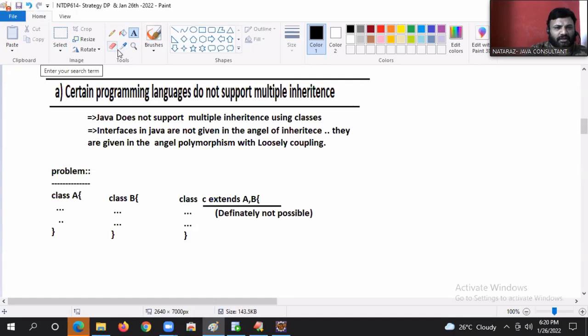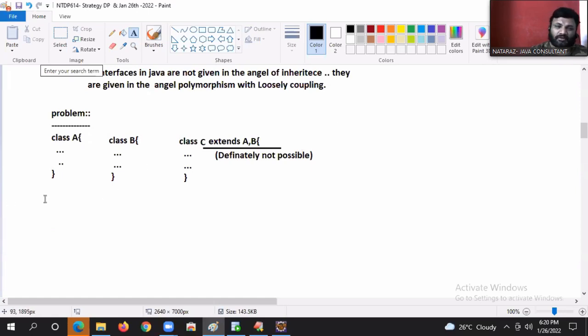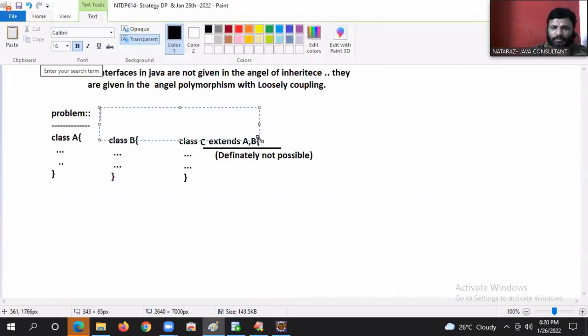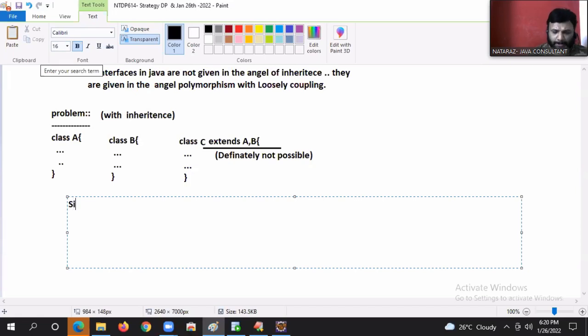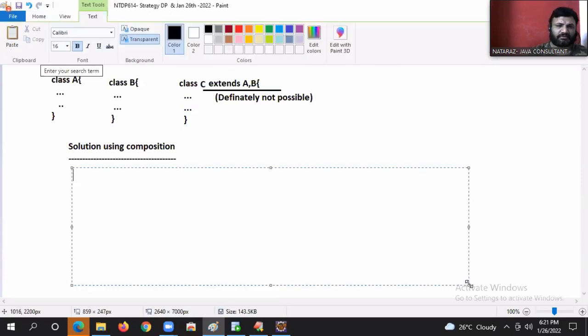This is my class C. Class C extends A comma B, boss. This is the problem part. Now, what is the solution? Problem with inheritance. Now, solution using composition, guys.